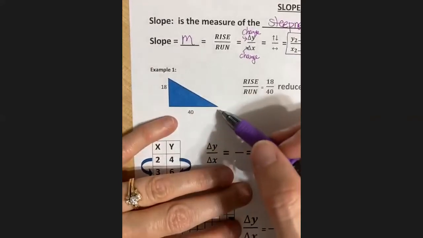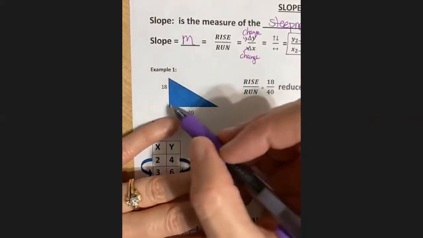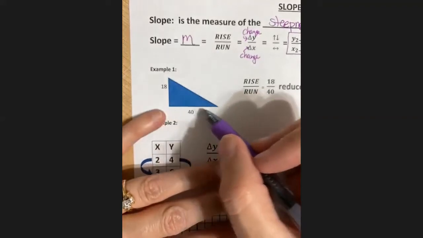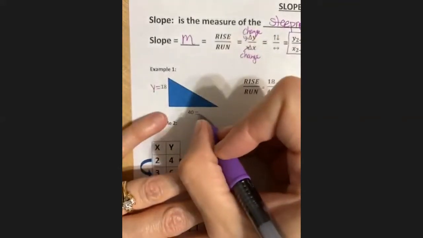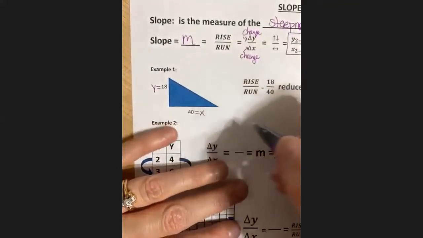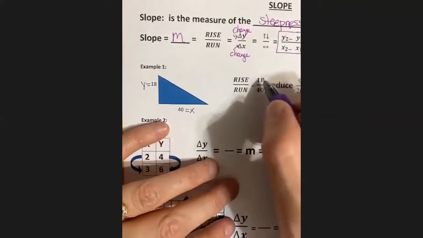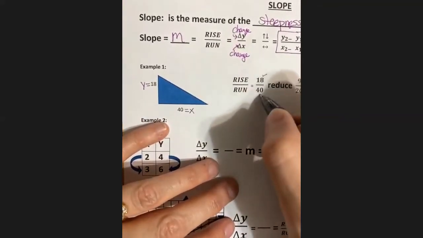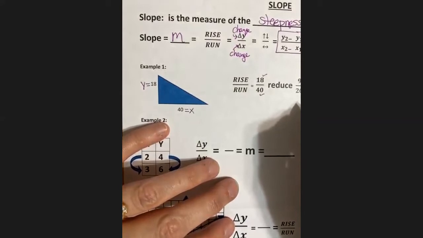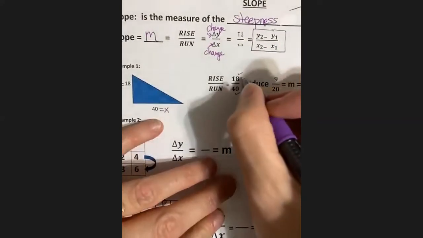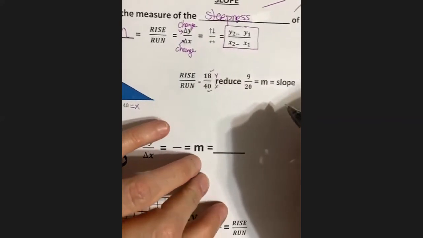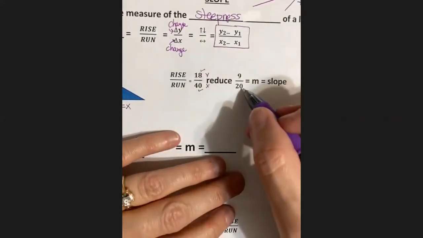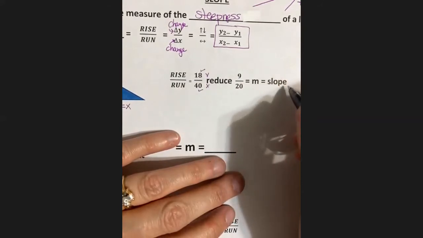So take a look at this triangle here. It looks like a ramp, right? Well, we have a rise of the ramp, and we have a run of the ramp. How far does it run? So the rise over here is 18, and the run is down here, which is 40. Therefore, I put 18 over 40. That's my rise over run, because remember, I put my Y over my X, and then I simply reduce it. And it reduces down to 9 over 20, which equals my slope, or M.